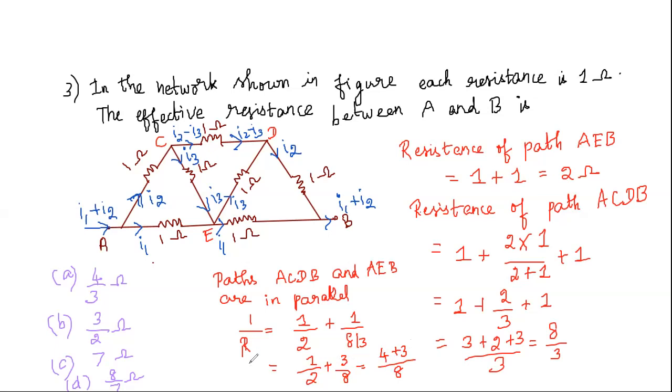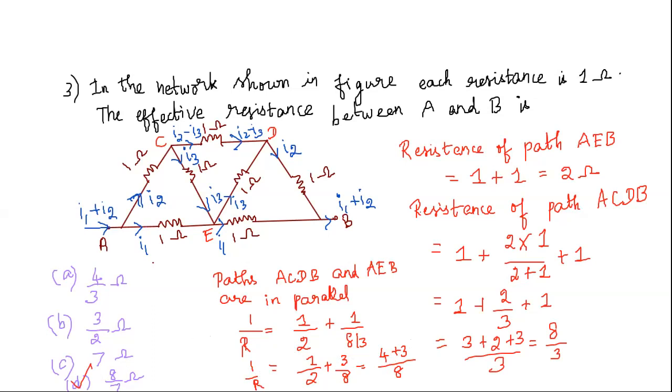Okay, 1 by R is equal to 7 by 8. And when you take the reciprocal of that, you will be getting 8 by 7 ohm. So the correct option will be option B. Okay, the correct option will be option B.